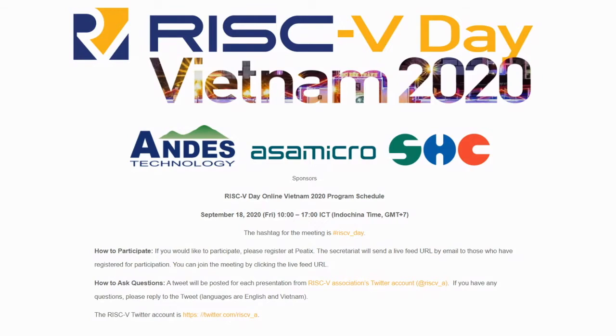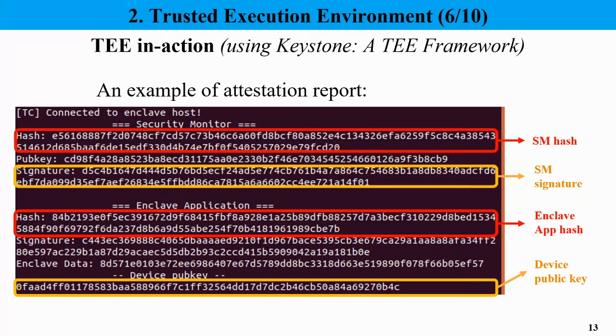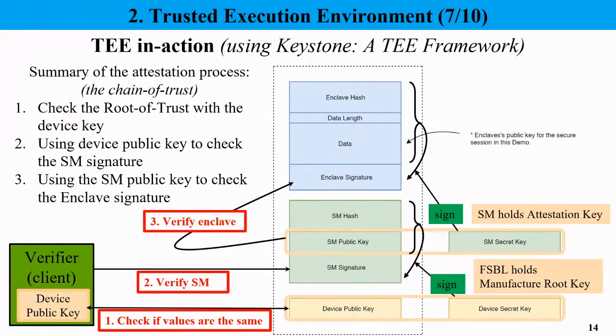Here you can see the different hashes and signatures of the previous process. The attestation report contains the hash and signature of the secure monitor and the enclave application together, along with the manufacturer-published root key. The previous hashes and signatures come from the procedure of the root of trust.